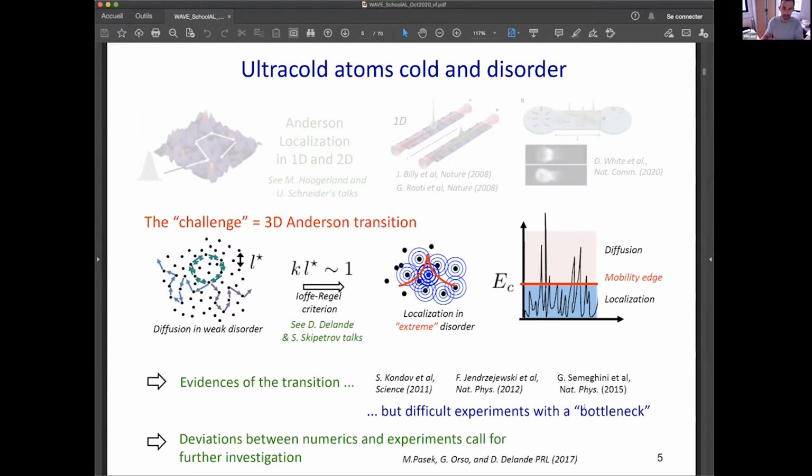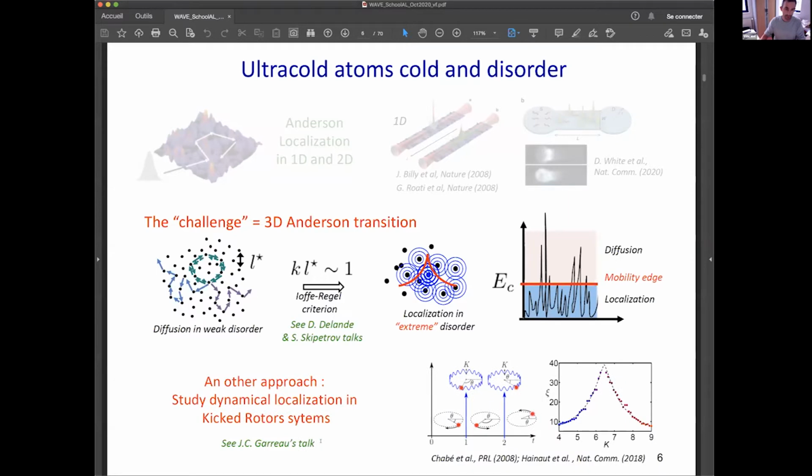To look precisely at this Anderson transition, there has recently been some numerical work done by Dominique Delande and co-workers, and Giuliano, who maybe is here today, I don't know. What they have shown with numerics is that there were quite strong discrepancies between the experimental results shown so far and the numerics. So it clearly calls for further investigation of this Anderson transition. That motivates what I will present in the following.